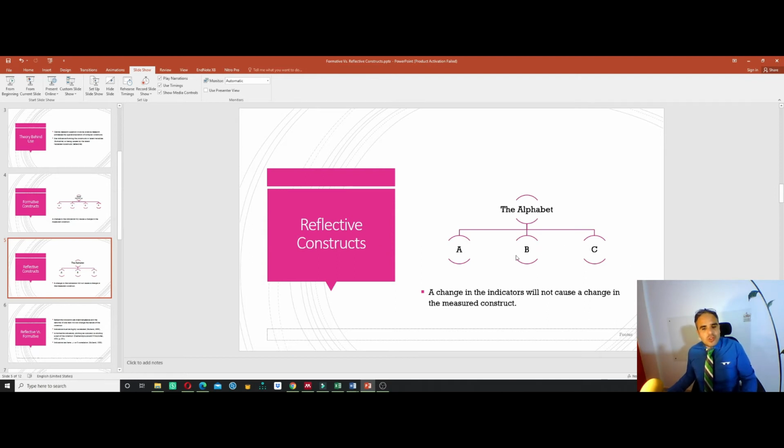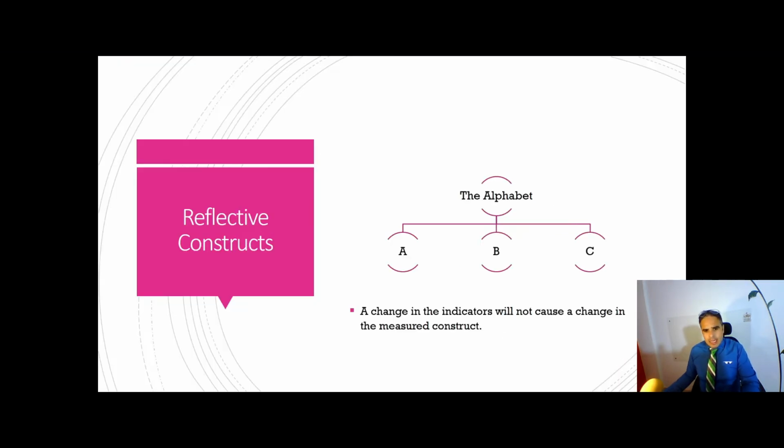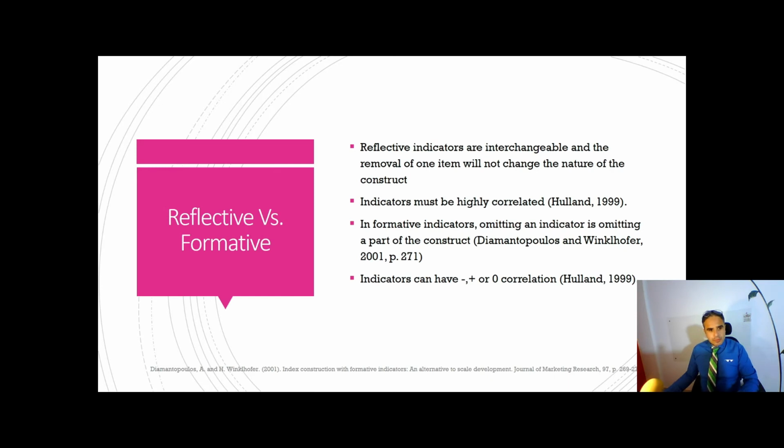Any change of those will not affect the main construct. This is a reflective type of construct. So, all right, let's move further.